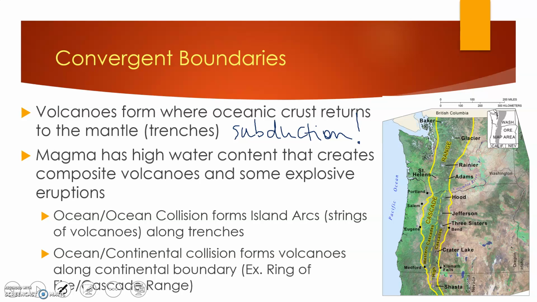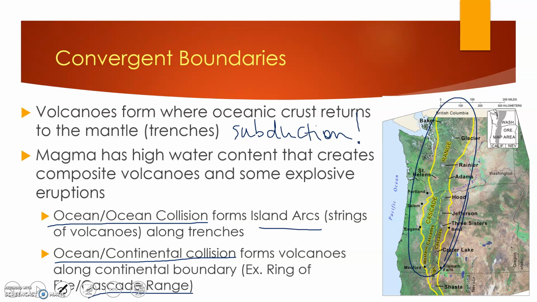Okay, so magma has high water content that creates very strong composite volcanoes and often explosive eruptions. So basically two places this is going to happen. At oceanic collisions, which is at a convergent again, you're going to get an island arc, which is a string of volcanoes out in the water. Or at ocean continental collisions, you'll get a set of continental ranges such as the Ring of Fire and the Cascade Range, which is what you have here, where Mount Rainier, Mount Adams, Mount Hood, the Three Sisters, Crater Lake, and Mount St. Helens are all located between Washington and Oregon. This is the Cascade Range.